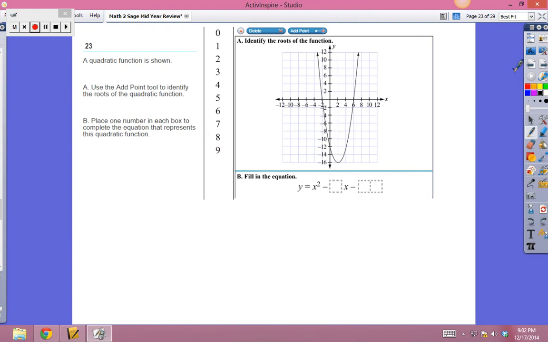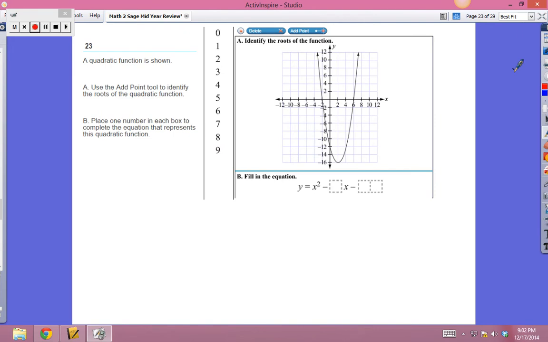$23. Alright, they give you a function. They want you to give me what it is just by looking at the picture.